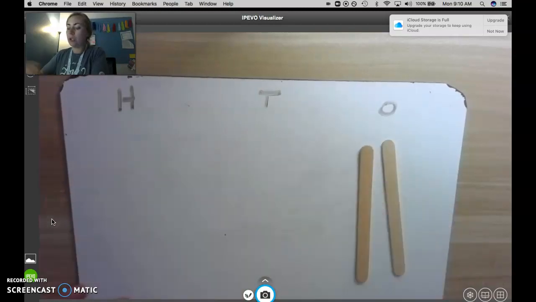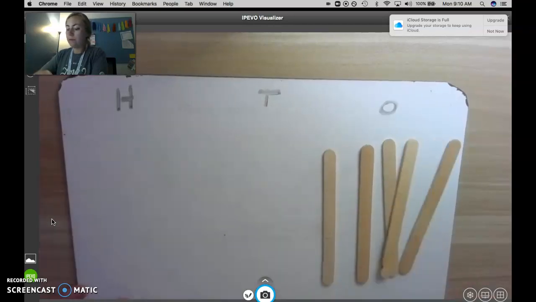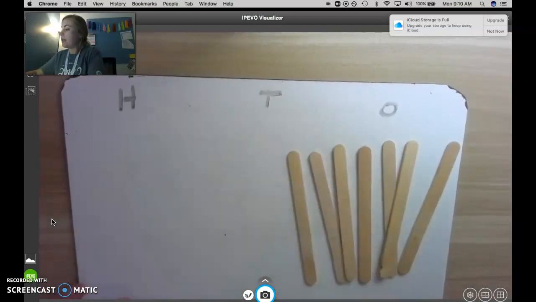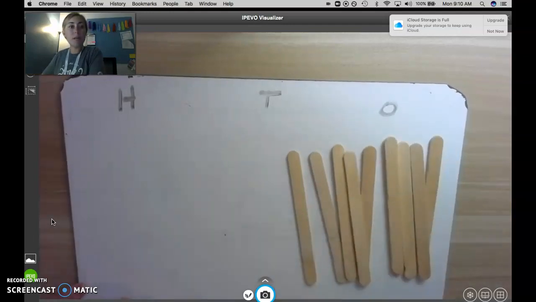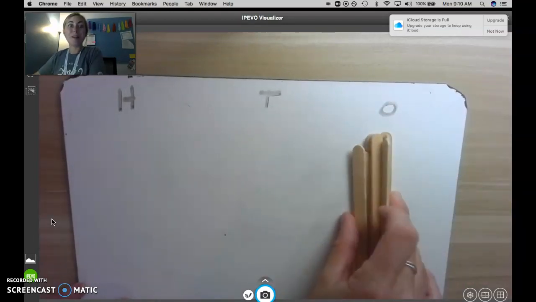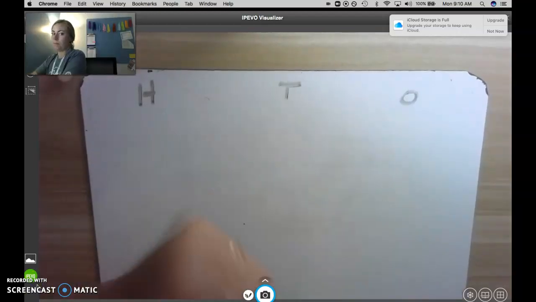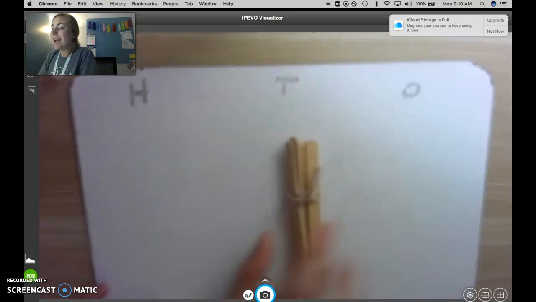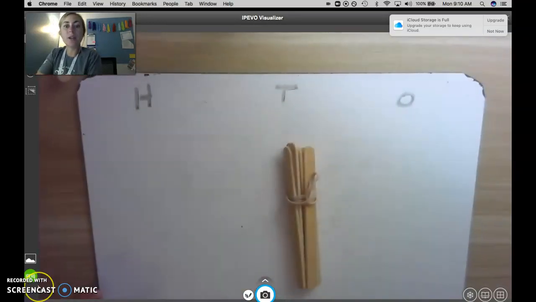1, 2, 3, 4, 5, 6, 7, 8, 9, 10. And what do we do when we get 10? We bundle it. So I'm going to bundle this really quickly. All right. Now I've got my tens place. Let's count by tens until we get to 100.